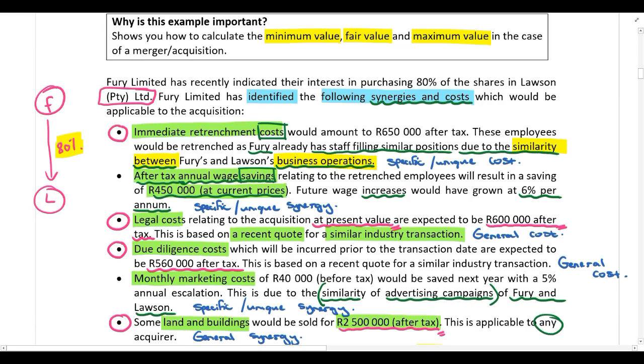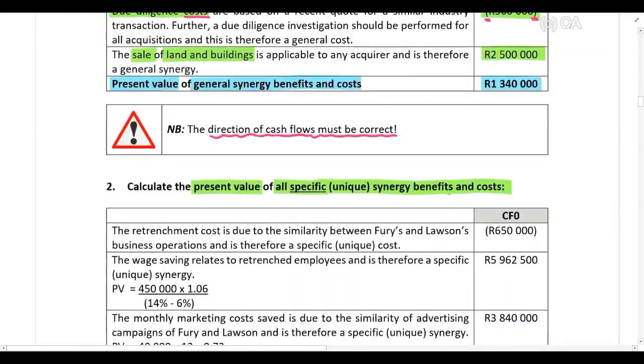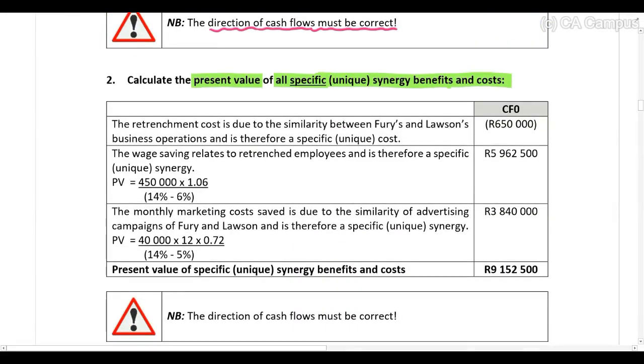So first we had the retrenchment costs. Immediate retrenchment costs would amount to 650,000 Rand after tax. So once again, the amount is already after tax, so you don't need to worry about anything there. We've got the retrenchment cost. The direction of your cash flows must be correct. So because this is a cost, you show it as an outflow.